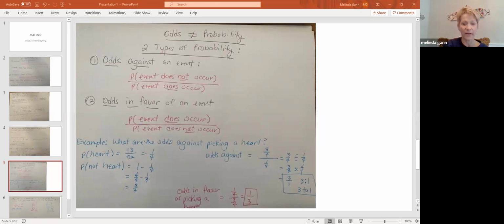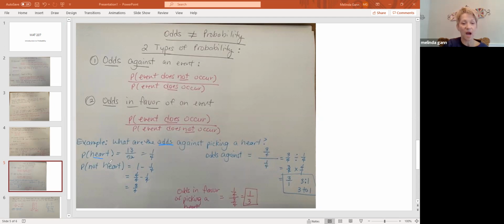So look at this. What are the odds? As soon as it says odds, I go find the chance something will happen and the chance it will not happen. What are the odds against picking a heart? So I find the probability that I will get a heart and the probability that I will not get a heart. Remember, there are 52 cards in a deck. How many are hearts? There are 4 suits, so there are 13 hearts. I reduced that and got my chance of getting a heart is 1 out of 4.